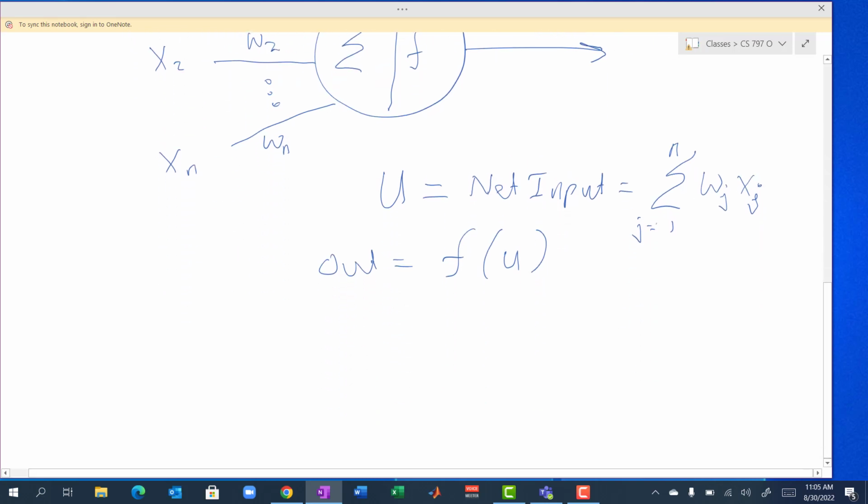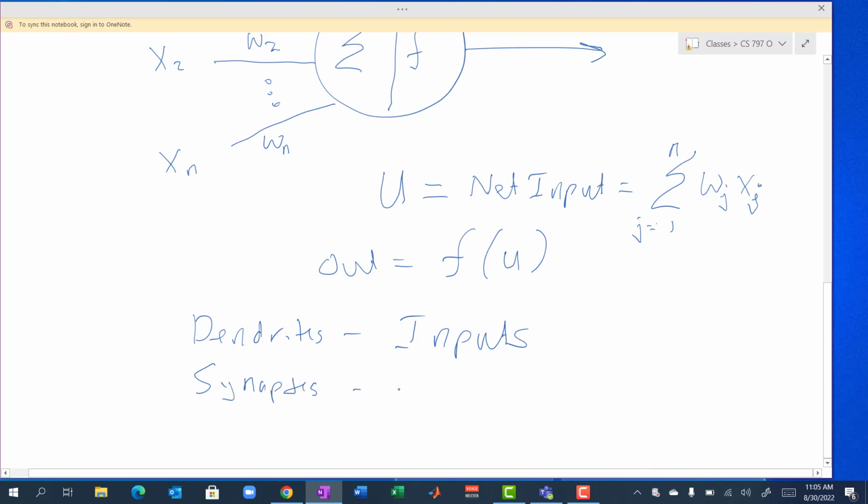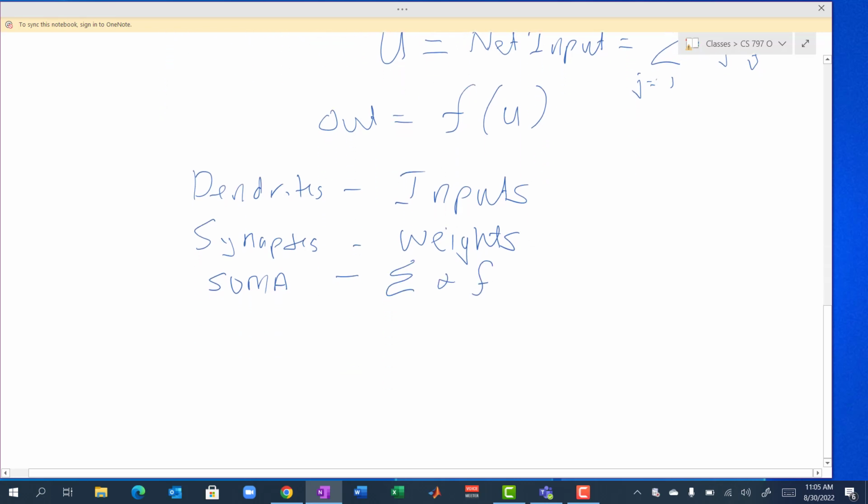And the artificial neuron, again, the different pieces and parts have a correspondence. The dendrites are the inputs. The synapses correspond to the weights. The soma, or the cell body, corresponds to the summation and the activation, and the axon is the output.